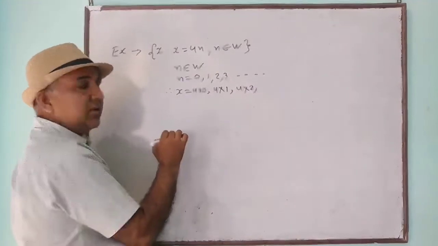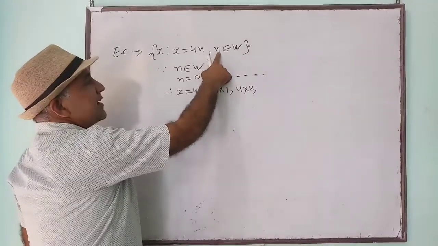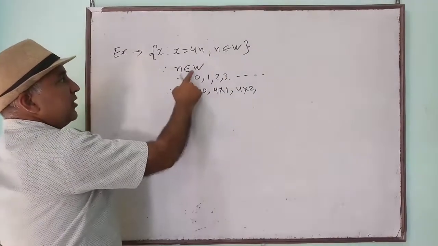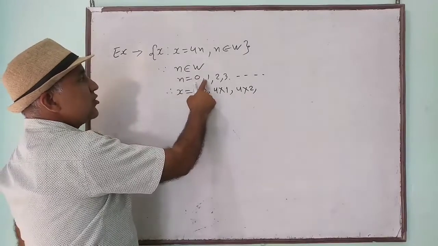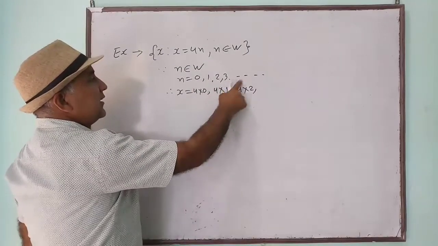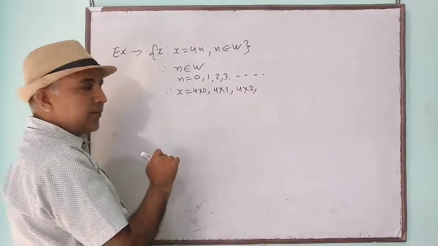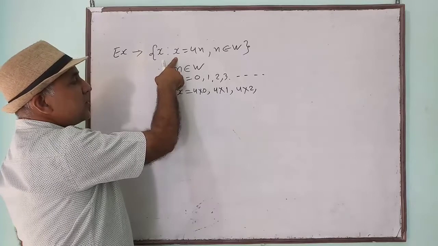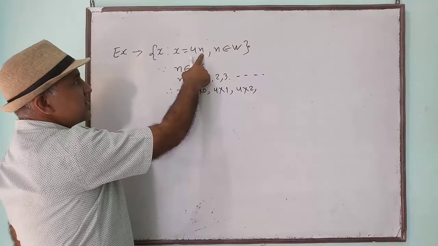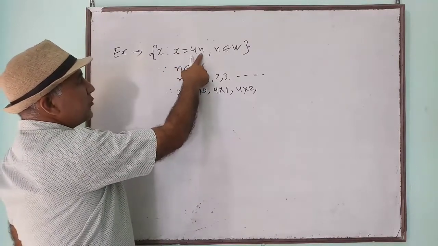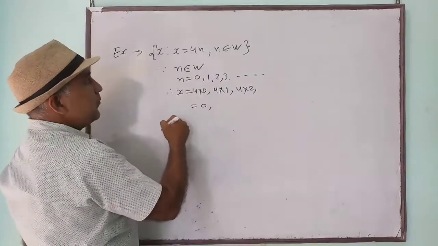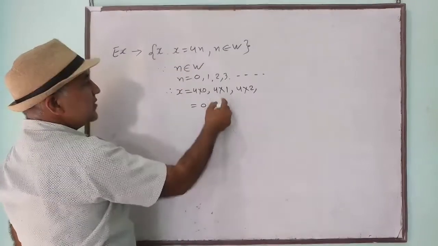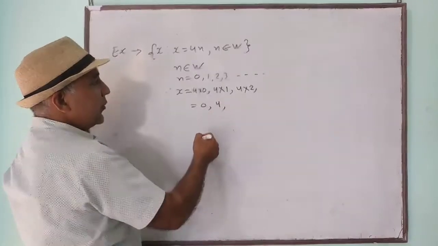Understood the method or not? First we have seen that the small n belongs to whole number, means n is whole number. We know that whole number starts from 0. So 0, 1, 2, 3, 4 and so on. These are the whole numbers. Okay? If value of n we have got, we can find the value of x also. If n is 0, then value of x will be 4 into 0. That means 0. If n is 1, then value of x will be 4 into 1. That is 4.